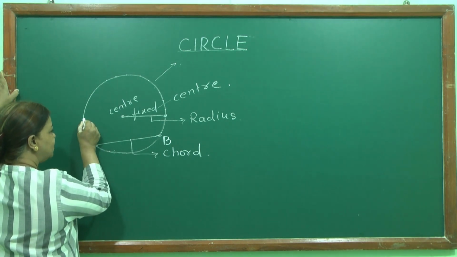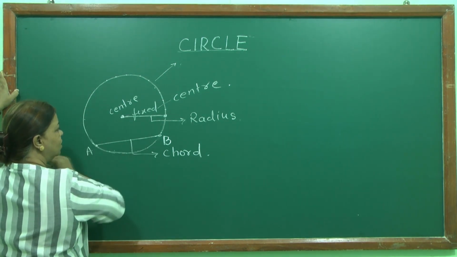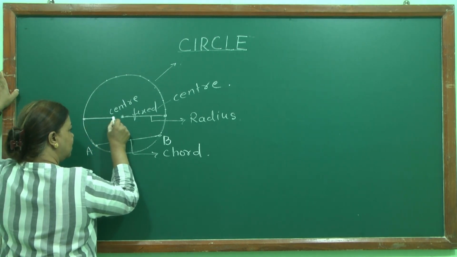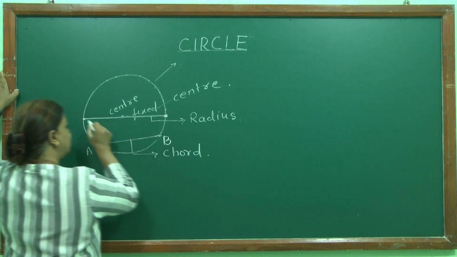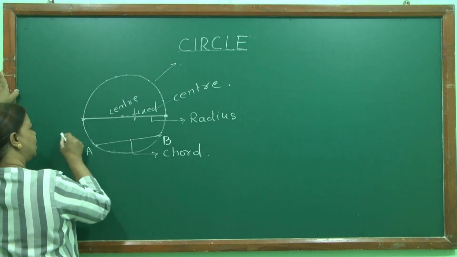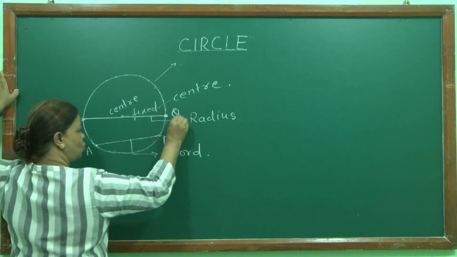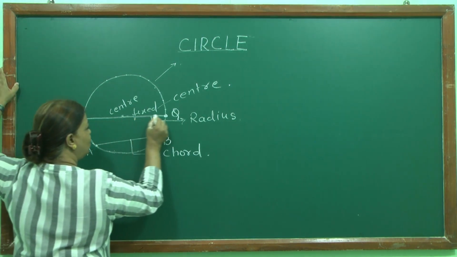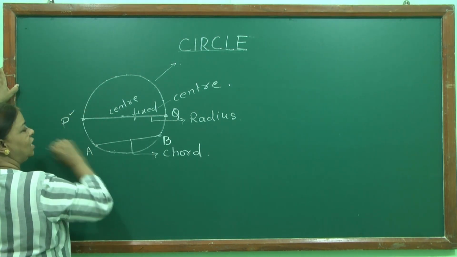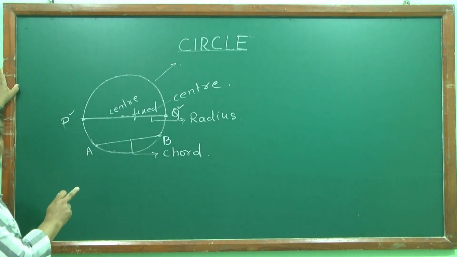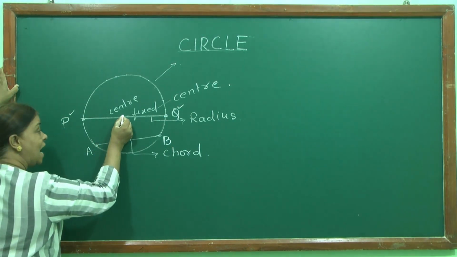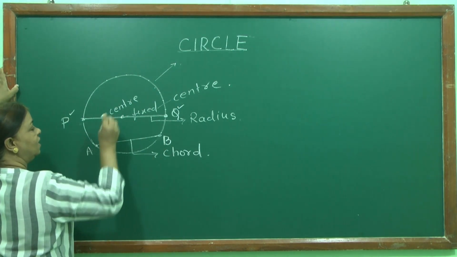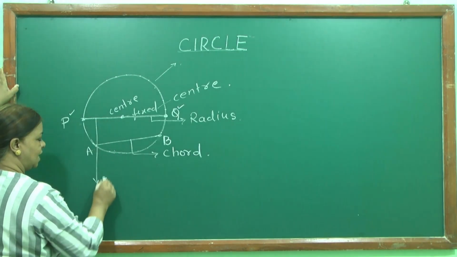A line which passes from the center and joins 2 points on the circle. These are the 2 points on the circle. Suppose this is P and this is Q, and this is the line which is joining point P and Q. Point P and point Q are on the circle, and the line which joins point P and point Q is passing from the center, and this is known as diameter.